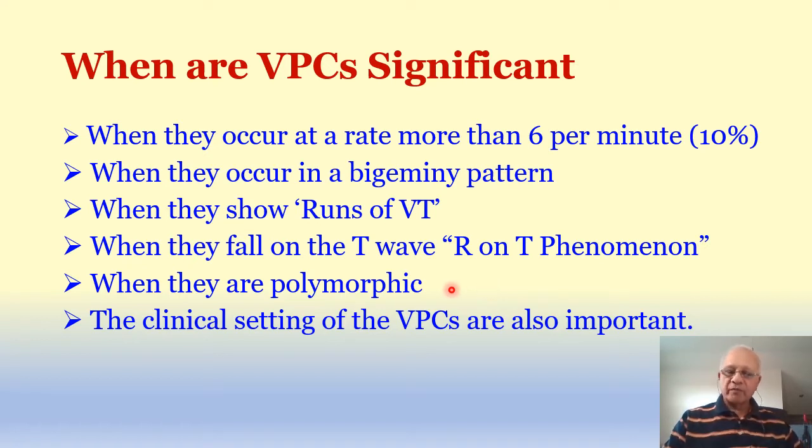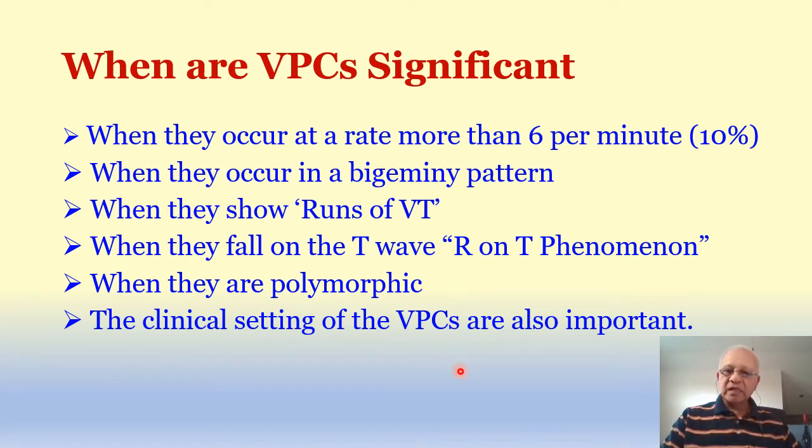When they are polymorphic, that is, in the same lead, if you find multiple ventricular ectopics having different morphologies, that means they are arising from different foci. They are polymorphic and they are multifocal. So they have to be treated immediately.